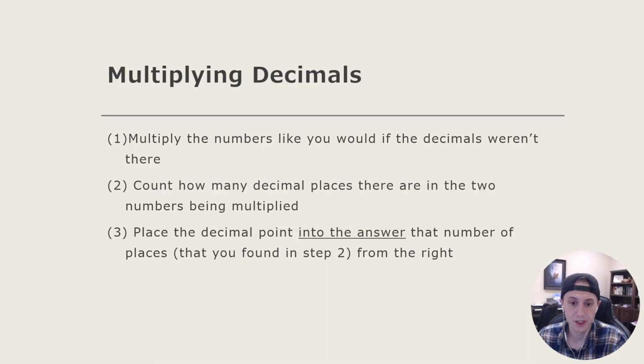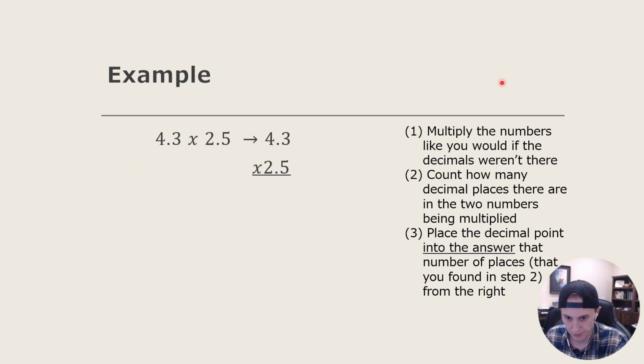Multiplying decimals. This one's pretty quick. I was kind of struggling to put it into words for our PowerPoint here, but this is my best effort. We'll do an example right after so you can understand what I'm talking about better. First, we multiply the numbers like you would if the decimal weren't there. Step 2, count how many decimal places there are in the two numbers being multiplied. Step 3, place the decimal point into the answer, that number of places that you found in step 2, from the right. Like I said, let's do an example so I can actually show you what I'm talking about. On the right is what I just read to you.